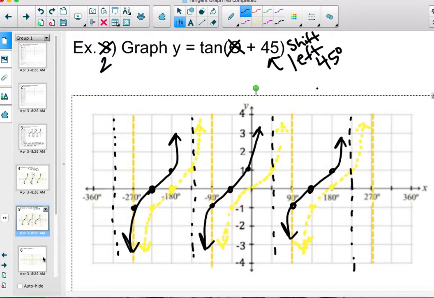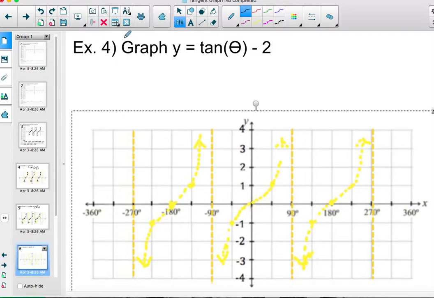Okay, looking at example 3 on your note guide, we have y equals tangent of theta minus 2. So this minus 2 is outside of the parentheses, and so this graph's transformation is going to shift down 2. The nice thing here, again, hit pause if you do not have your parent graphs drawn on here, is that the asymptotes are going to stay in the same place. So we're going to take everything down 2.